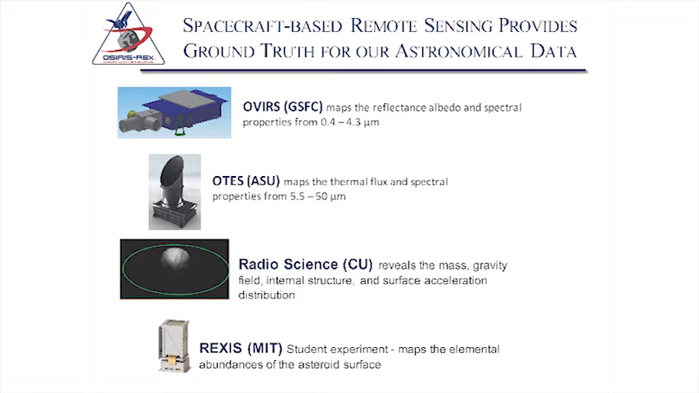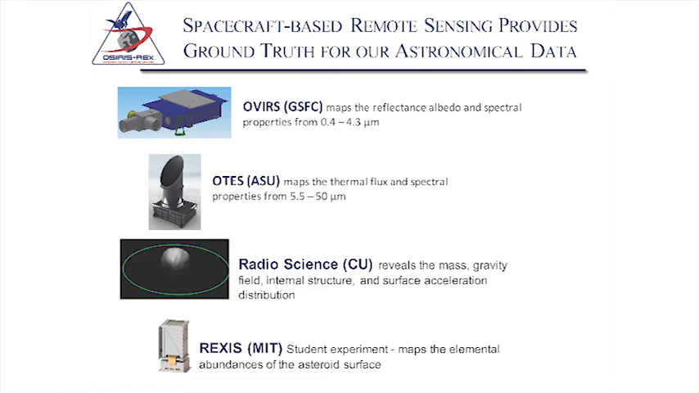The University of Colorado at Boulder is in charge of a radio science experiment that will help us understand the mass and gravity and geophysical properties of the object. And then a bunch of very, very bright students at MIT have built an instrument called REXIS, which will measure the elemental abundance of the materials on the surface.